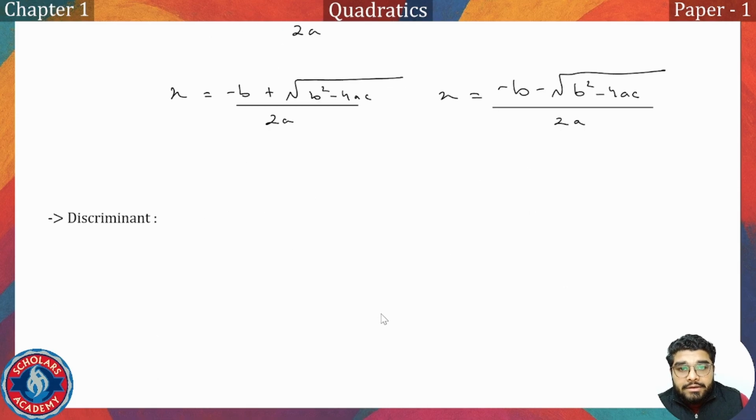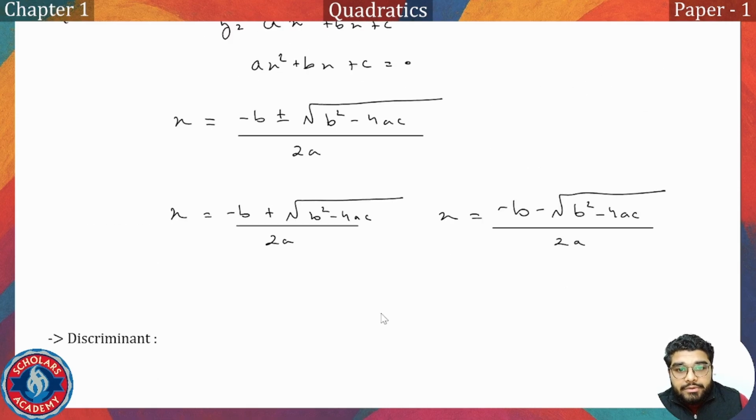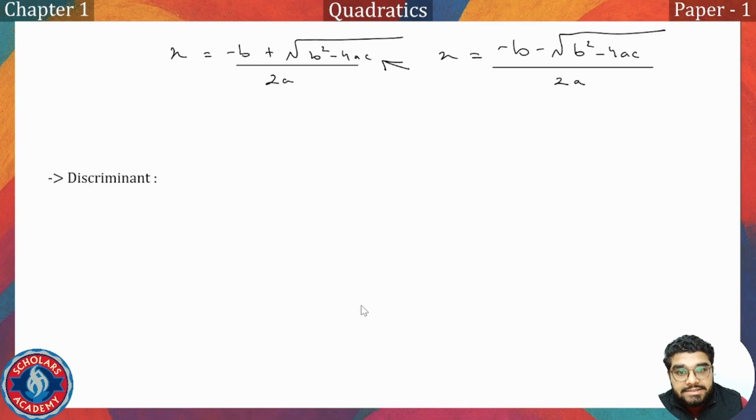Now, these two values of root majorly depend upon this particular value within the root. If we have a positive value, we'll get two different roots. If we have 0, we'll get no roots. If the value becomes negative, the roots will be imaginary. So mainly this value is very important, so we name it as our discriminant.